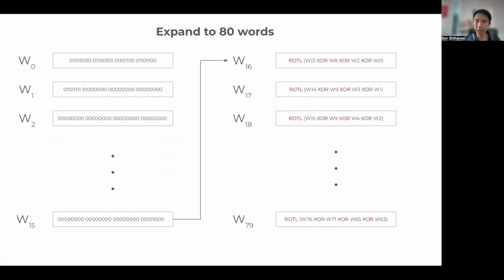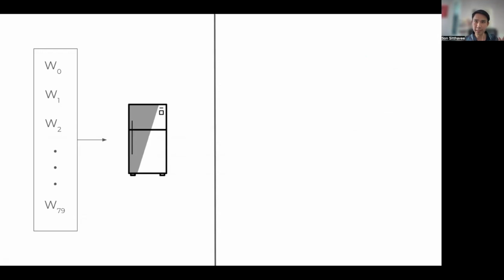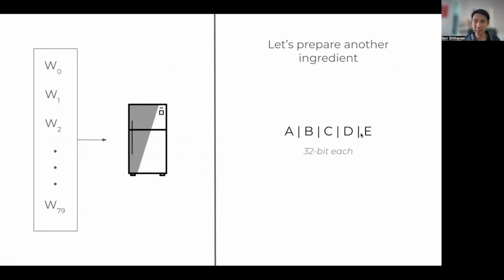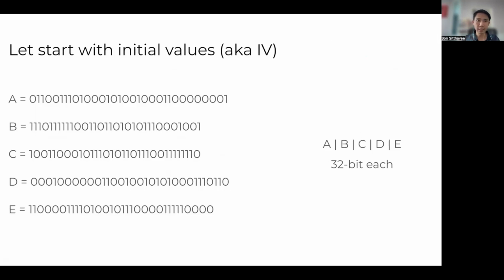Okay, now we have 80 words. Let's put these ingredients into the fridge, and we will come back to them later. But now I want you to focus on another thing, which is the A, B, C, D, E of the output that we will have. We need to start with the initial value, also known as the IV. This is a fixed value, already stated in the standardization, that we need to use for A, B, C, D, E. Everyone using the SHA-1 hash function starts with these numbers.